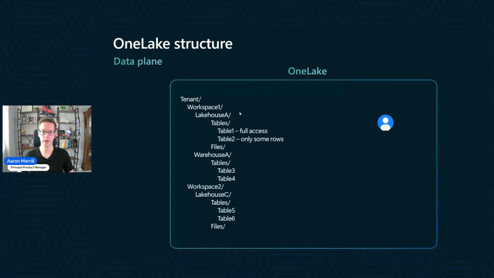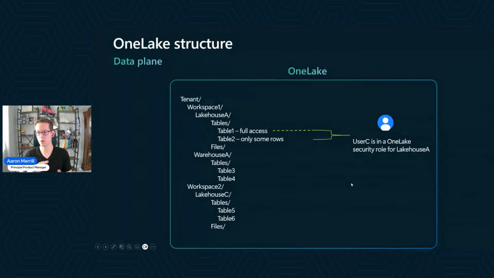So here I have Lake House A, and I've got some tables. Using OneLake security, I can then set up a role to grant access to just specific paths within the overall hierarchy of OneLake. So this user here has permission to see only table 1, and then some rows in table 2. But I haven't given them access to anything in Warehouse A or Lake House C. So this just shows the overall picture of where their permissions fit in.